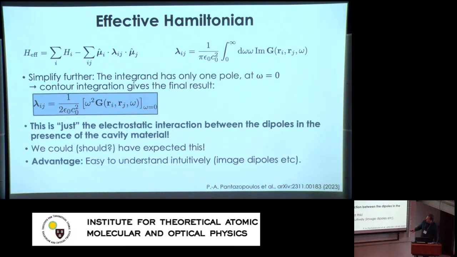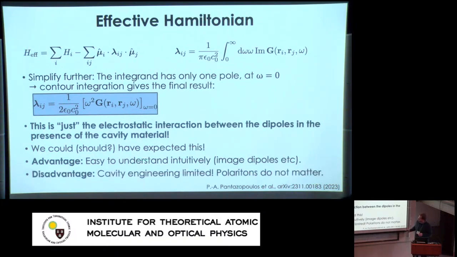Yeah, so as I was saying, in some sense we could have expected this because we implicitly assumed it. In the derivation that we used with the path integral formalism, you never really explicitly say that the frequency is zero, but in the end you realize that that's implicitly there. The advantage of this is that it's very easy to understand intuitively. We know how electrostatics works. The disadvantage is that it tells us that we have some limitations in what we can do.